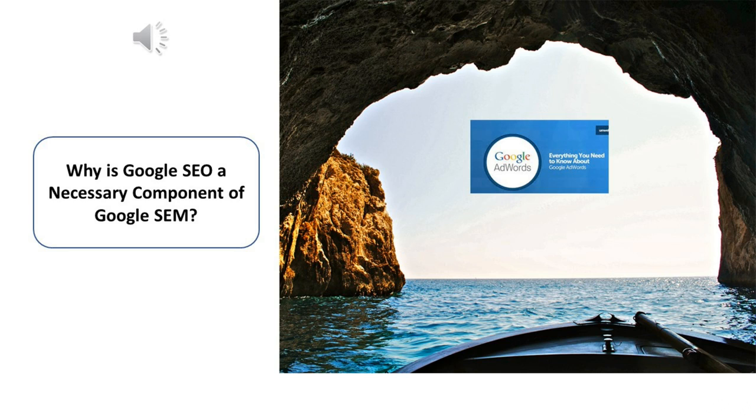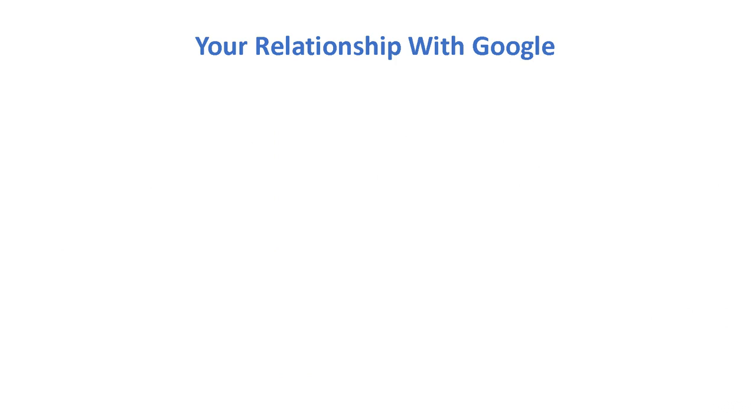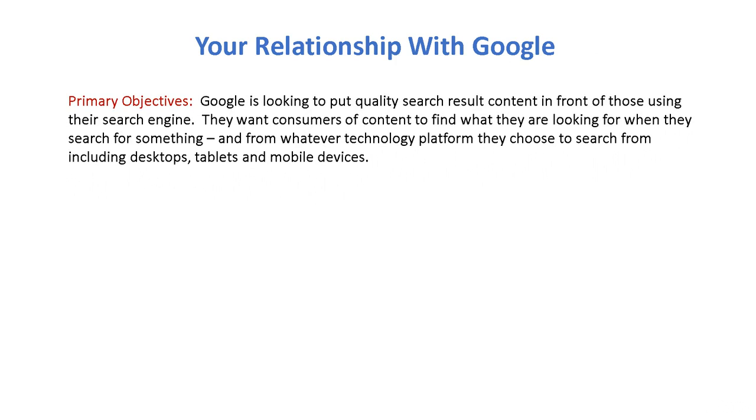The first thing you need to realize when advertising on Google is what Google's prime objectives are. And one of the key things here is that they are looking to put quality search result content in front of those using their search engine. They want consumers of content to find what they are looking for when they search for something, and from whatever technology platform they choose to search from, including desktops, tablets, and mobile devices.